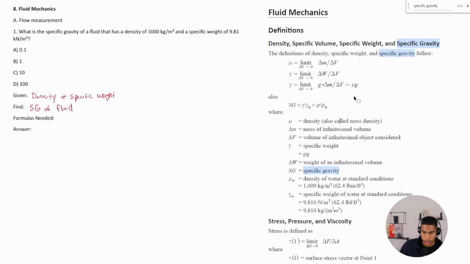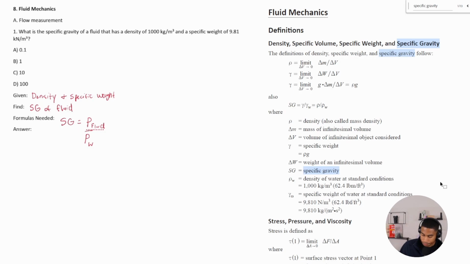Okay, so we're going to be using this formula, because I feel like it's a good place to start. We'll just say SG is equal to density over density of water. So we have the density of the fluid. What is the density of water? Well, it gives us the density of water here, 1,000 kilograms per meter cubed.